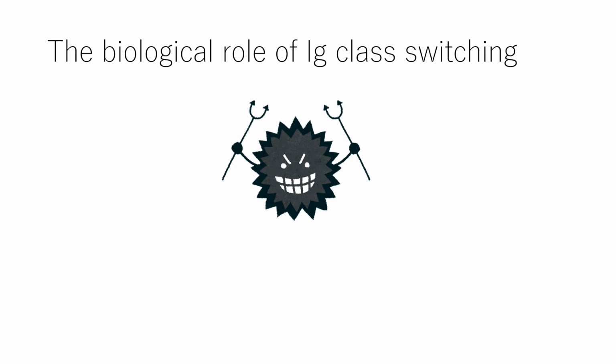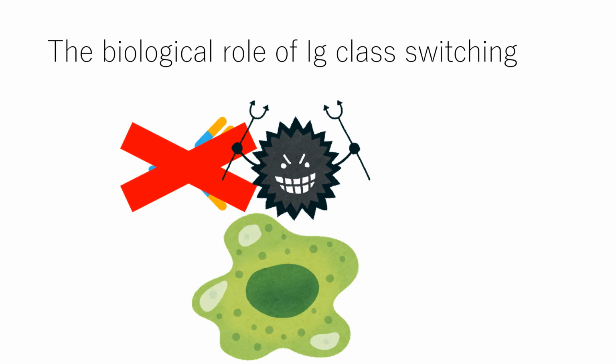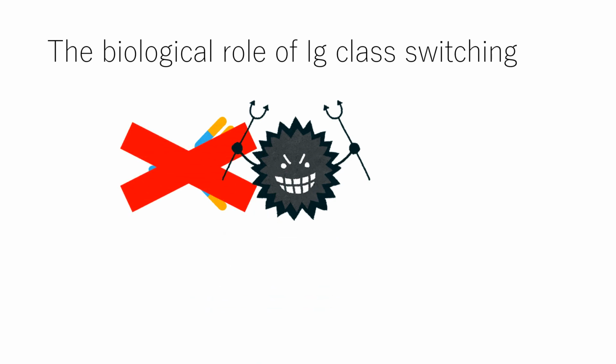For example, IgG can neutralize a toxin, enable leukocytes or macrophages to find the pathogen, and so on. It plays an important role in the immune system. Without class switching, we can't gain IgG and get sick easily.